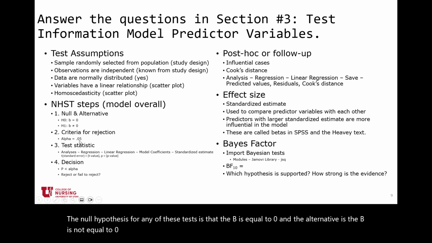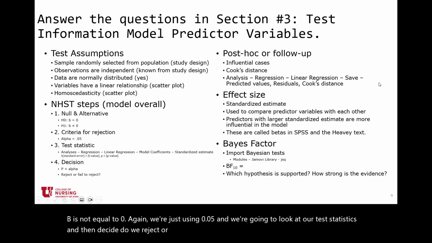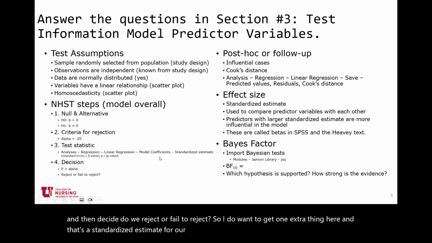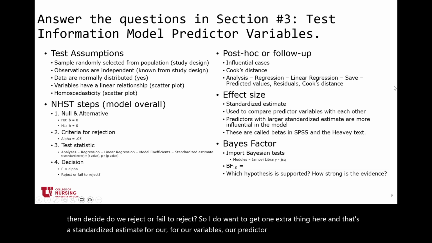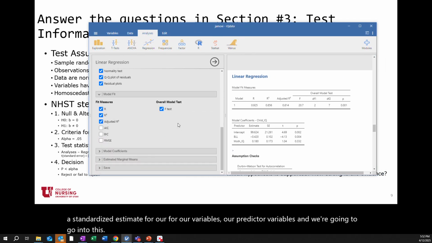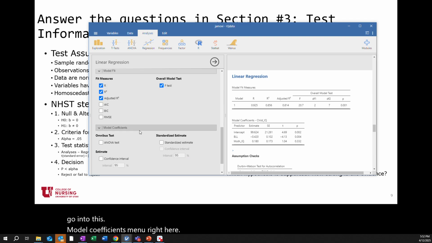Again, we're just using 0.05, and we're going to look at our test statistics and then decide, do we reject or fail to reject. So I do want to get one extra thing here, and that's a standardized estimate for our predictor variables. We're going to go into this model coefficients menu right here, and we're going to get a standardized estimate.